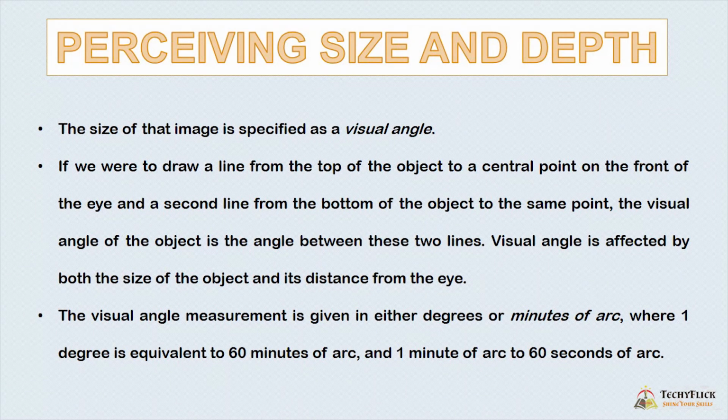The size of that image is specified as a visual angle. If we were to draw a line from the top of the object to a central point on the front of the eye, and a second line from the bottom of the object to the same point, the visual angle of the object is the angle between these two lines. Visual angle is affected by both the size of the object and its distance from the eye. The visual angle measurement is given in either degrees or minutes of arc, where 1 degree is equivalent to 60 minutes of arc and 1 minute of arc to 60 seconds of arc.